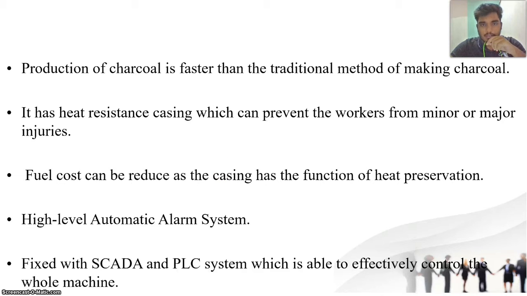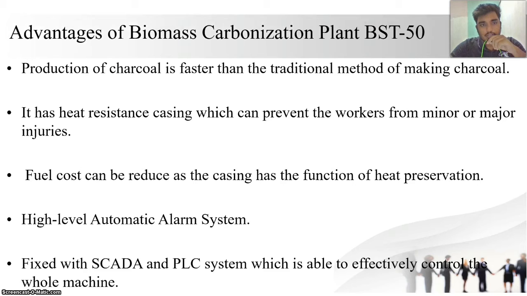Hello, my name is Tirumurugan. My matric number is DE200111, and today I'm going to present about the advantages of biomass carbonization plant BST50. So the advantage is the production of charcoal is faster than the traditional method of making charcoal. The second one is it has a heat resistant casing which can prevent the workers from minor or major injuries. And then the fuel cost can be reduced as the casing has the function of heat preservation.